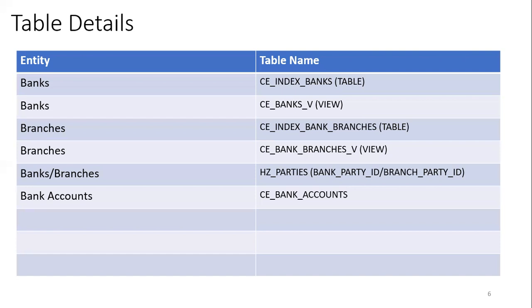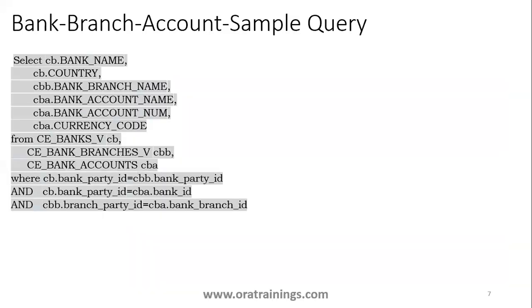We have a table called CE_BANK_ACCOUNTS. Here I have a very simple small query which gives you the linkage between these three tables: banks, branches, as well as accounts. For banks and branches, I have used the views, and for the bank accounts, we don't have any other view. We just need to use the bank accounts table.